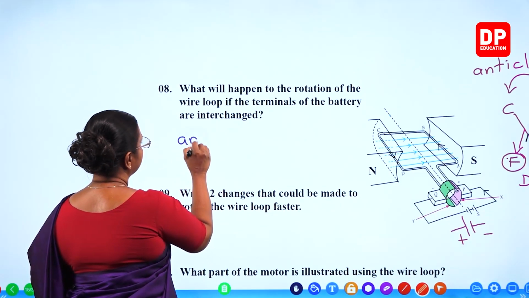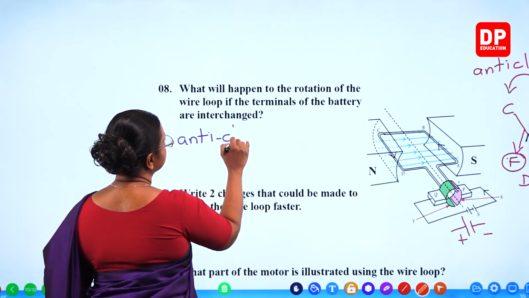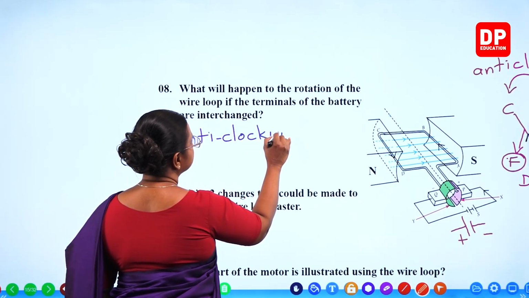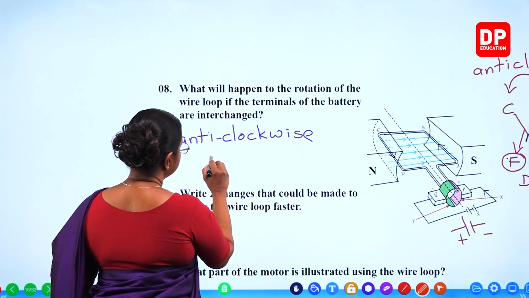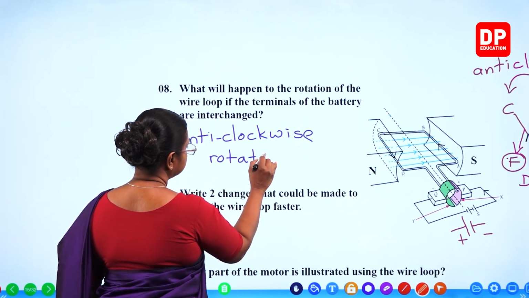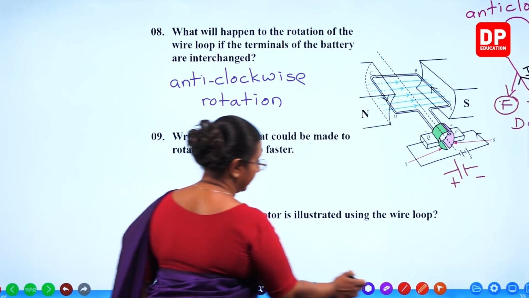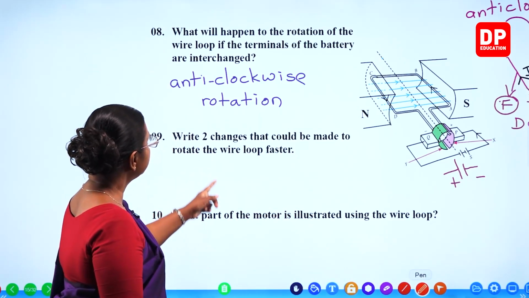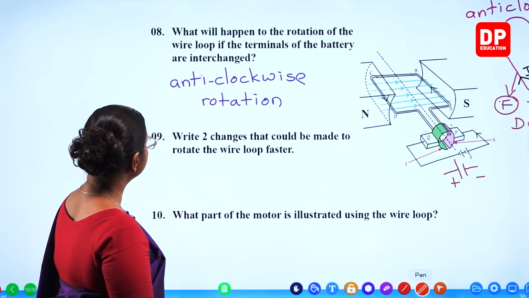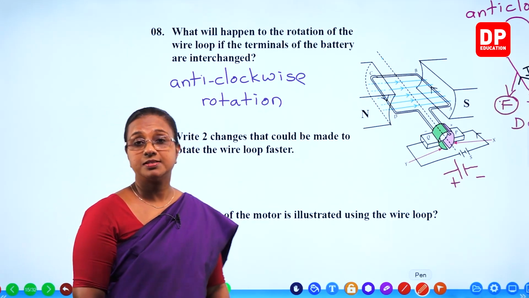So anti-clockwise rotation. Anti-clockwise rotation. Then part 9. Write 2 changes that could be made to rotate the wire loop faster.